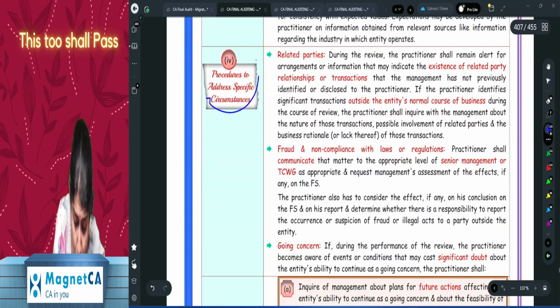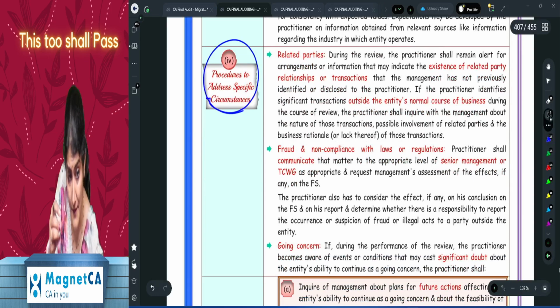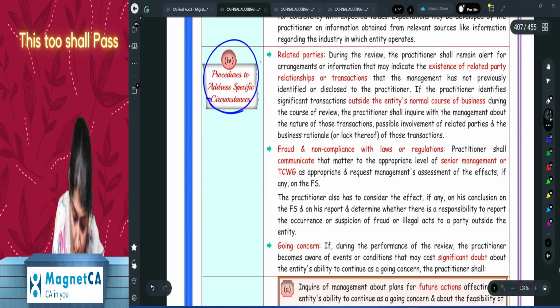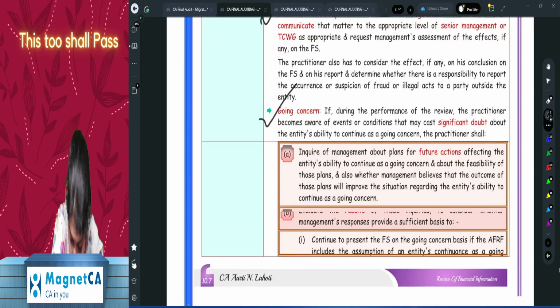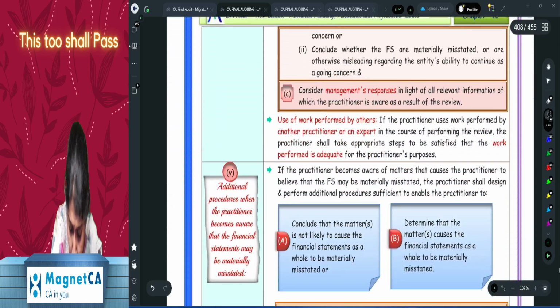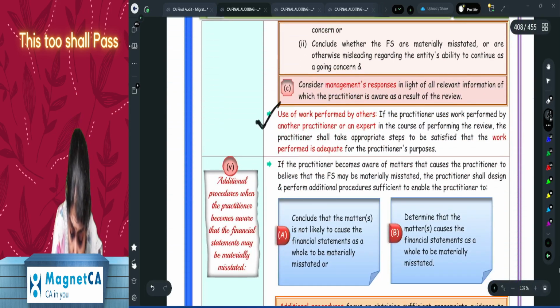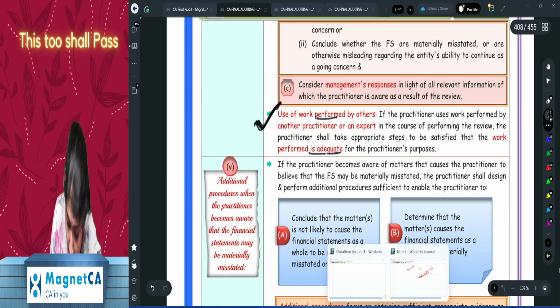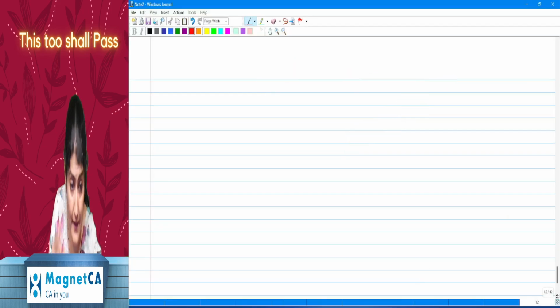Then it says though you're doing a review, it's a mini version of an audit. So will you consider related parties? Yes. Will you check for fraud, non-compliance, going concern? Yes. Even in case of a review, you check for all of this. And in a review also, will you have to use the work performed by others? Yes, you will have to use the work performed by others. And now again, they make your life interesting.